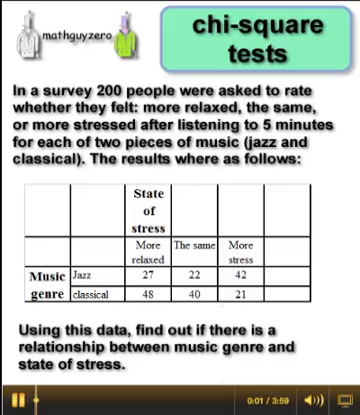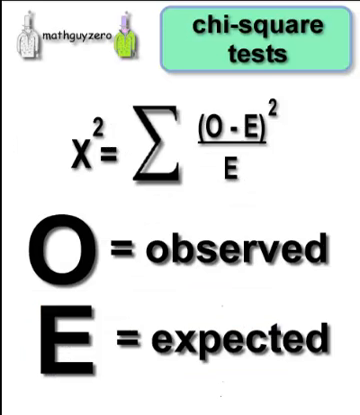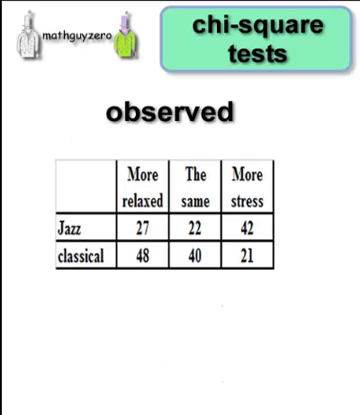In this problem, they want us to find out if there's a significant relationship between the types of music and the different states of stress. So that makes this a chi-square test for independence. Let's break out the formula. The big O means observed, that's the recorded data, and the E is the expected data. That's where we have to figure out the individual cell counts.